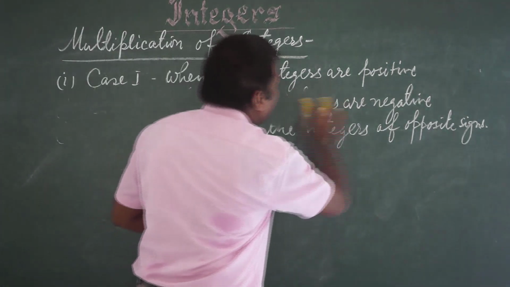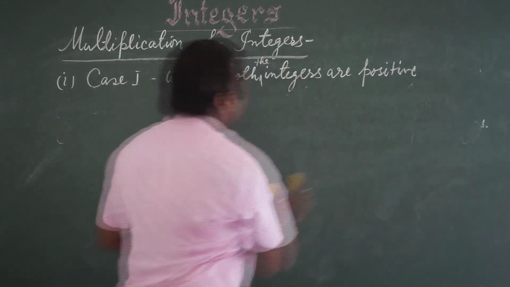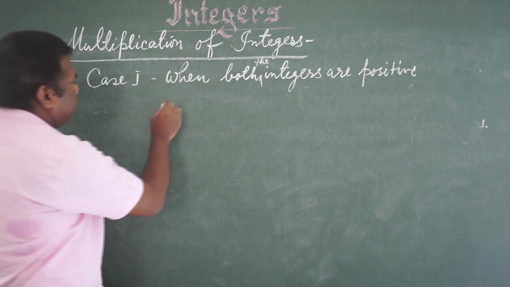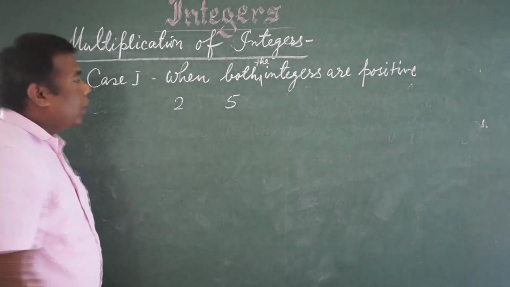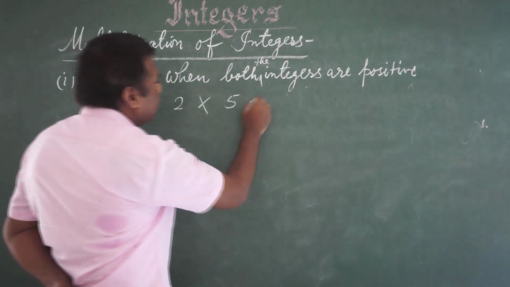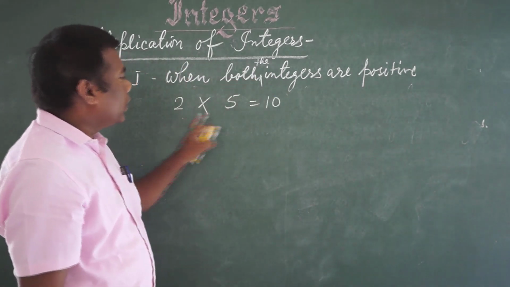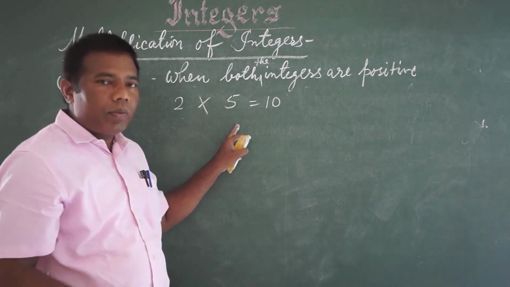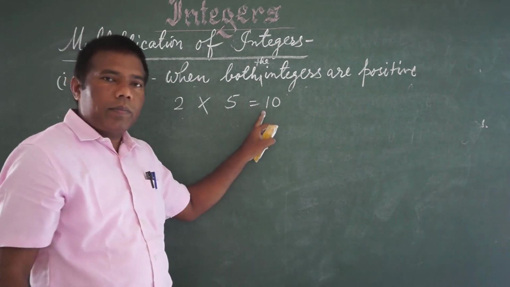First case we have when both the integers are positive. Any two integers you take, suppose 2 and 5. If you need to multiply these, simply, what will you do? 2 times 5 is 10. So when both the integers are positive, in a very simple way, as you have learned before, in the same way we multiply, and the sign will be positive.